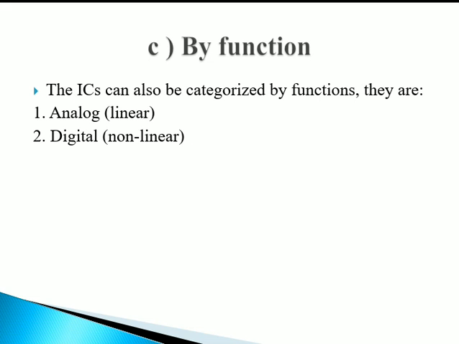Whereas your digital circuits are non-linear circuits. Why? Because they work with discrete signals, in the sense they will not be changing continuously. They will have only two signals, either high or low. So there can be no high, medium, half, or 3/4. Either they will be 1 or they will be 0. Analog is continuously changing, but digital we have 1 or 0. So that is based on your function.